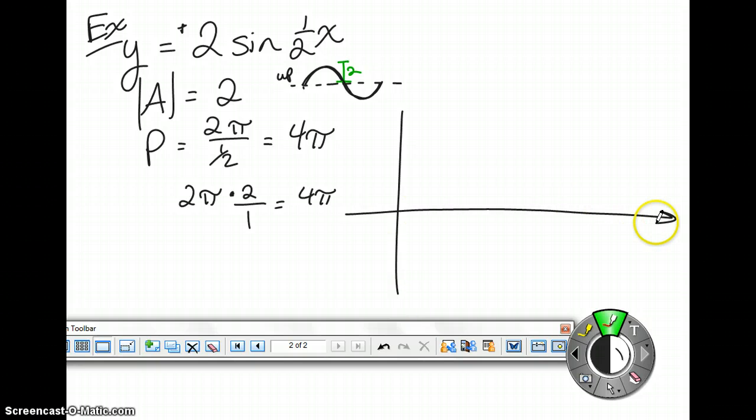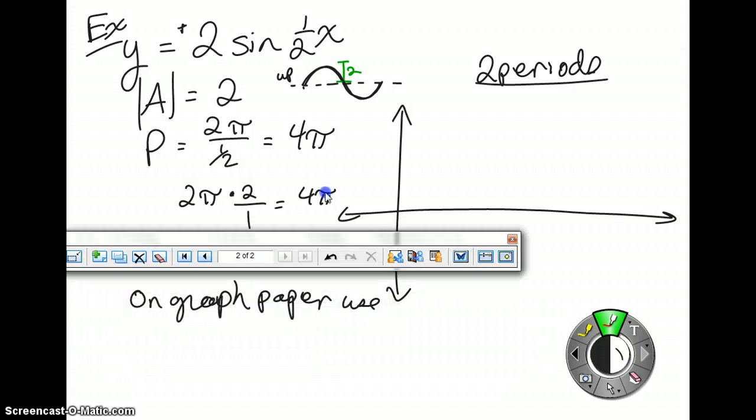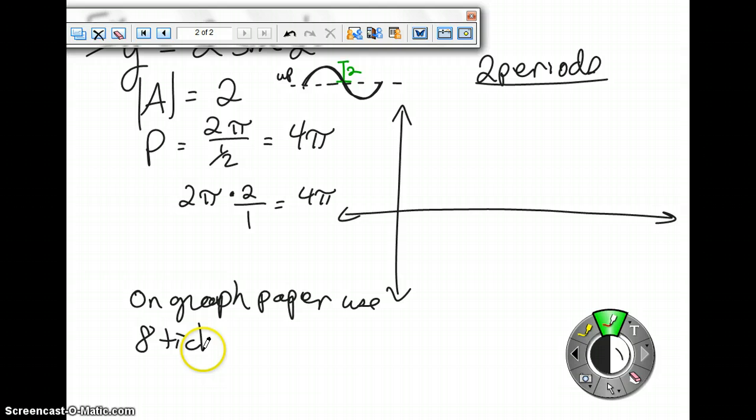We'll do 2 periods. So on graph paper, I like to use 8 tick marks for 1 period. It just makes everything a lot easier, because everything's based on a half. You have to cut it in half multiple times. Since I don't have graph paper here, I'm just going to come out and kind of eyeball. I'm going to come out to about the middle, and then I'm going to put right there my first period.